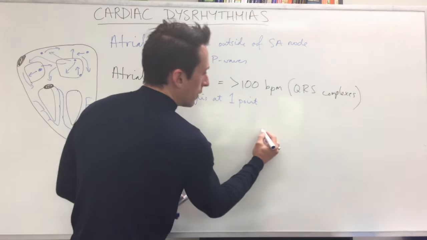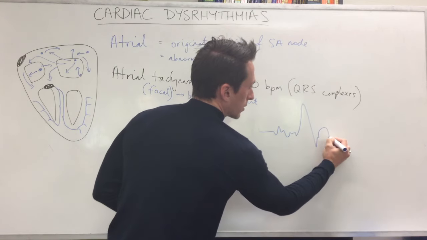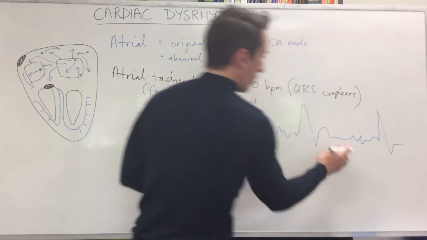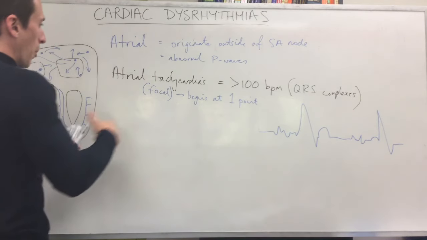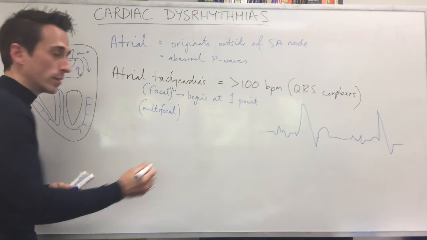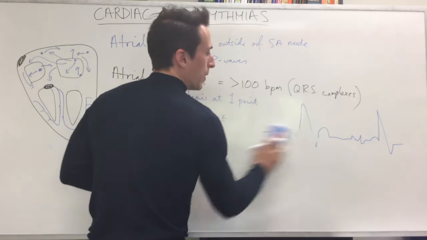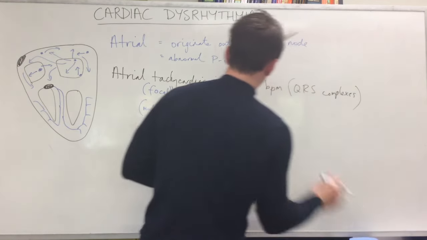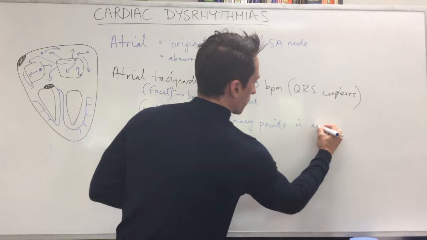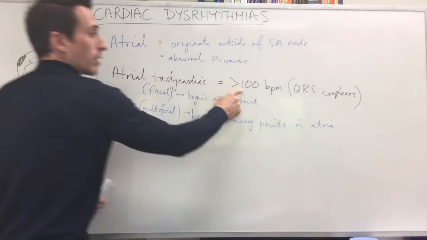And so you get all these very strange looking depolarization events where you should see the P wave. So you see some very strange, sometimes it looks inverted, sometimes it's up, sometimes it's down, and then you get a normal QRS complex. And then again, you get these strange looking P waves, okay? Now, multifocal, like I said, is originating at many points, many points in the atria. Okay? Now, that's atrial tachycardia, it's greater than 100 beats per minute.